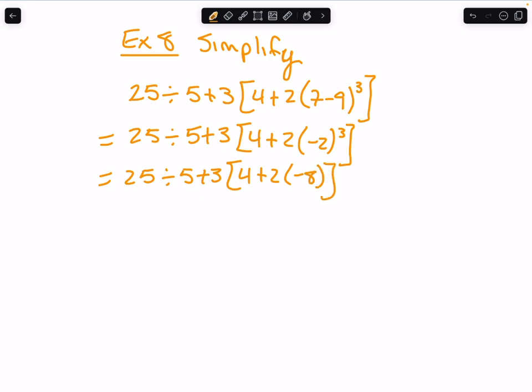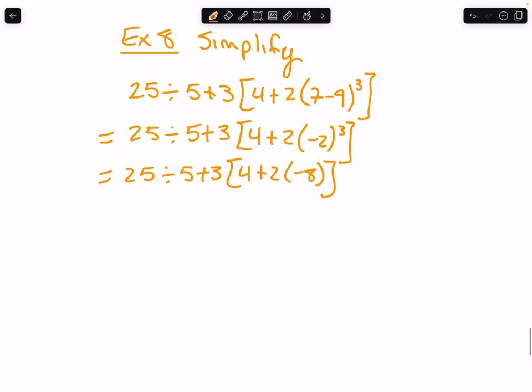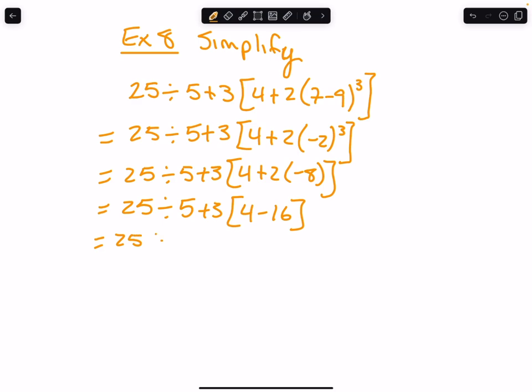Okay, still working inside those brackets. We have a multiplication, so that will come before the addition. Still copying everything else. And 2 times a -8 gives us a -16. We have one more operation inside grouping symbols, and that's 4 minus 16. So still copying everything else down just as it was. Inside the brackets, 4 minus 16 gives us a -12.